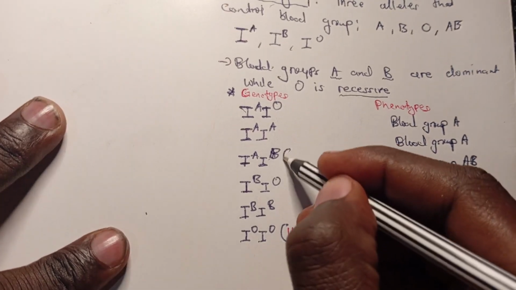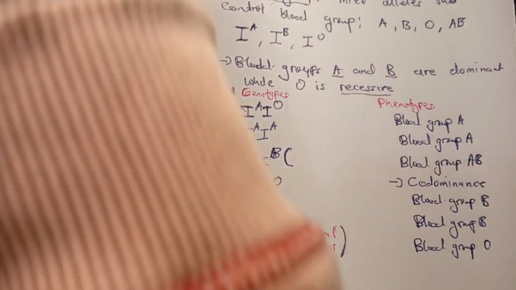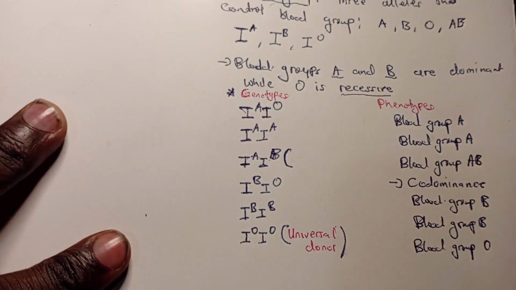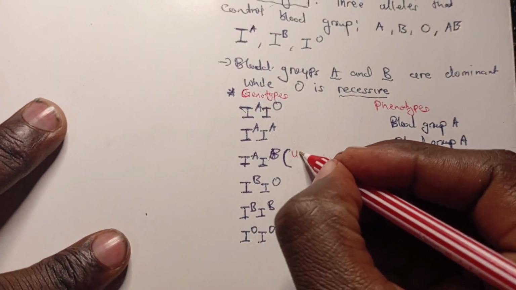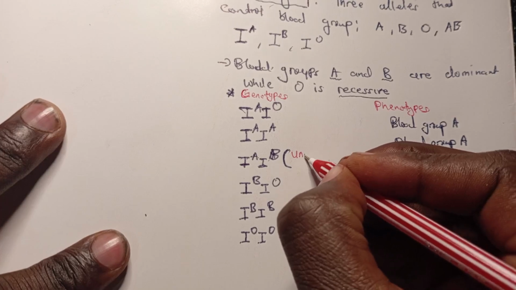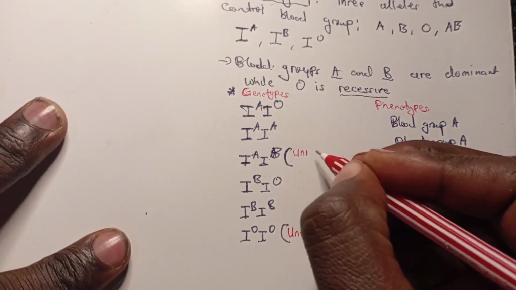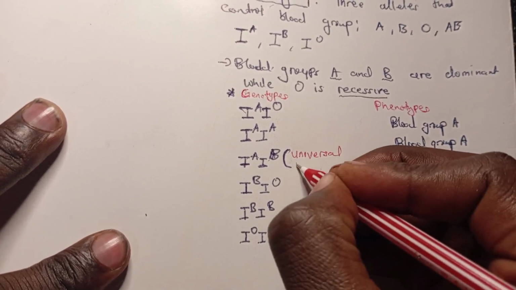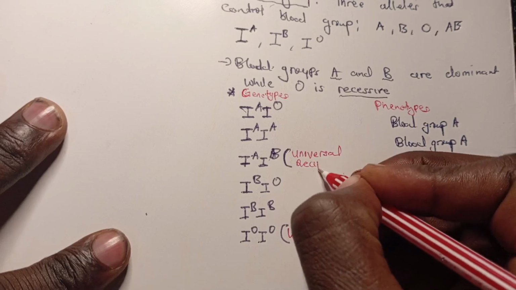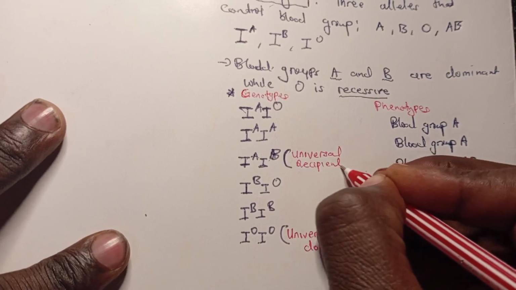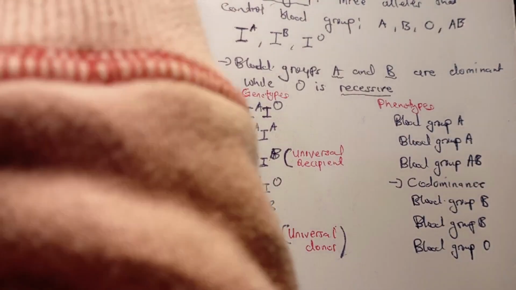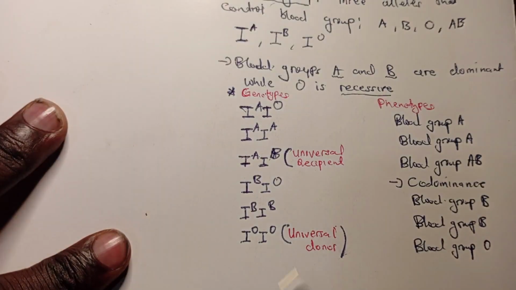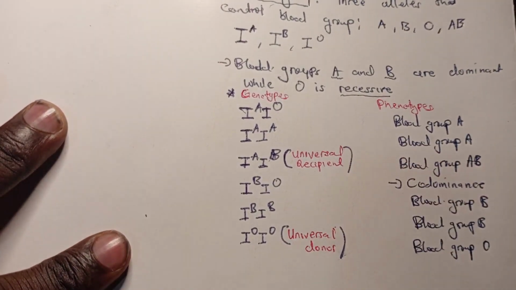And then blood group AB is the universal recipient, meaning it can receive any other type of blood. Universal recipient.